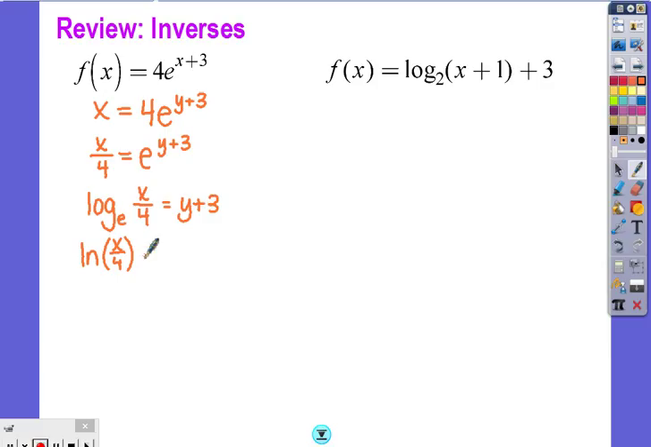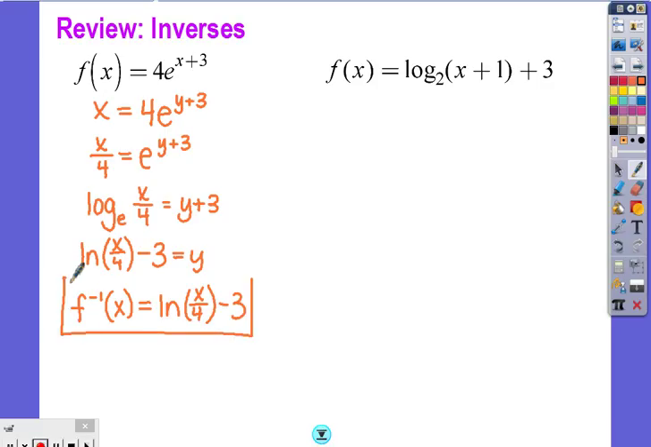And remember, we were going to subtract 3. And that would be our inverse function. The inverse of any sort of e to the x is going to wind up being some sort of natural log. What do you think the inverse of a log base 2 will be?